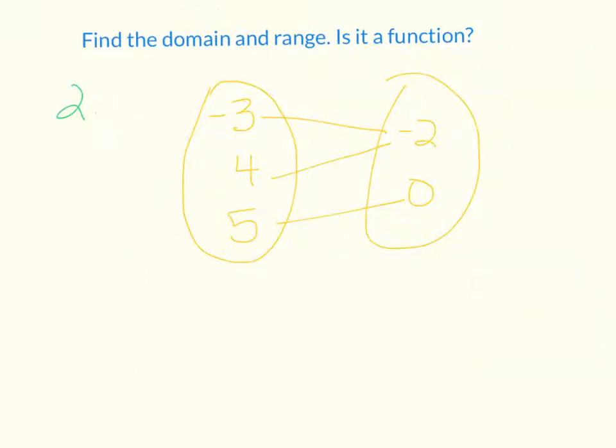This is what we call a mapping. This is a mapping diagram. Okay, I'm just going to write that down. This is a mapping. It's just telling us our x's and y's here, or our domain and range. This is our domain. So this is our domain right here. This is our range.